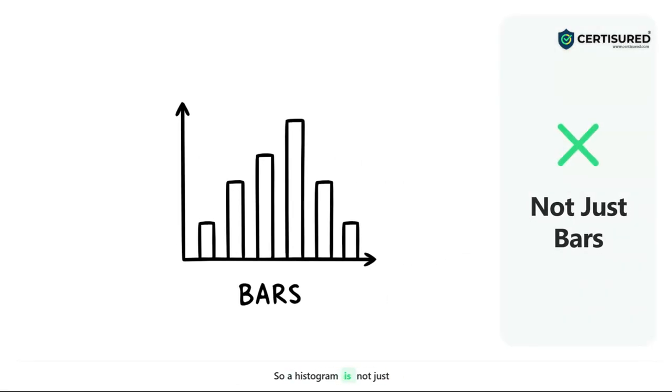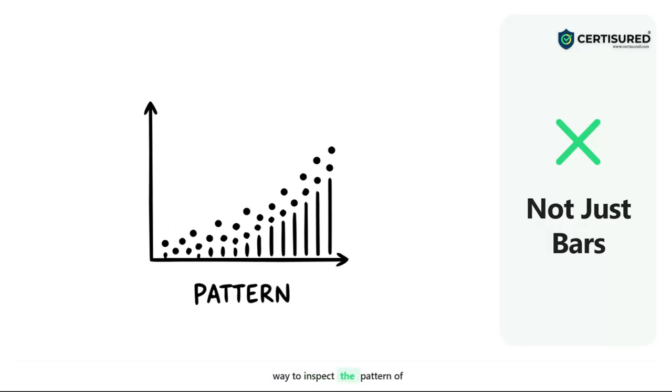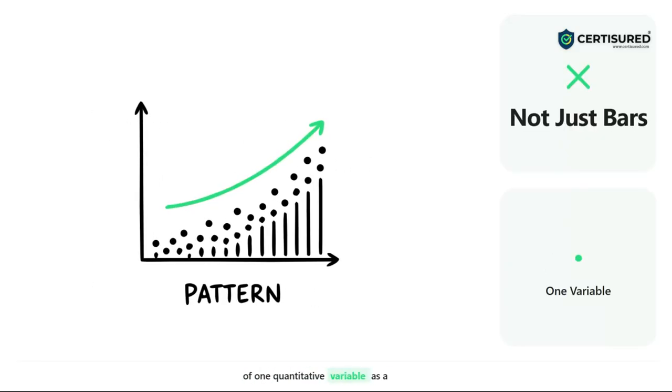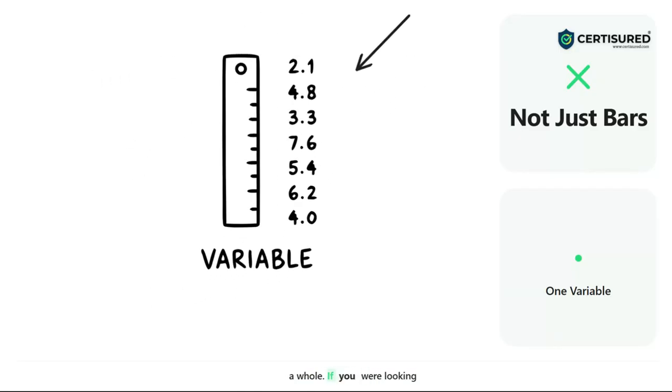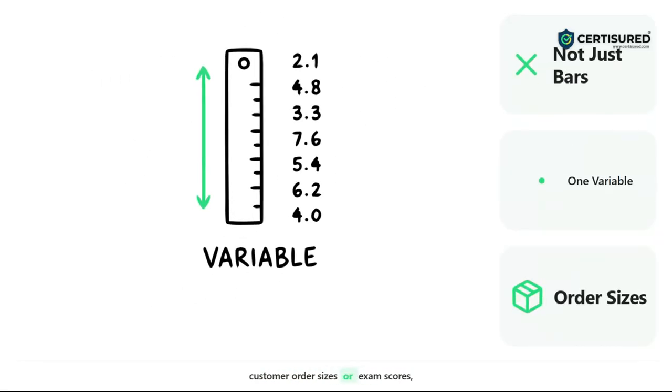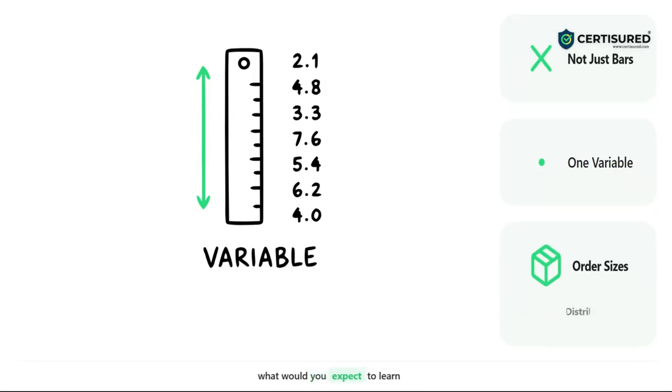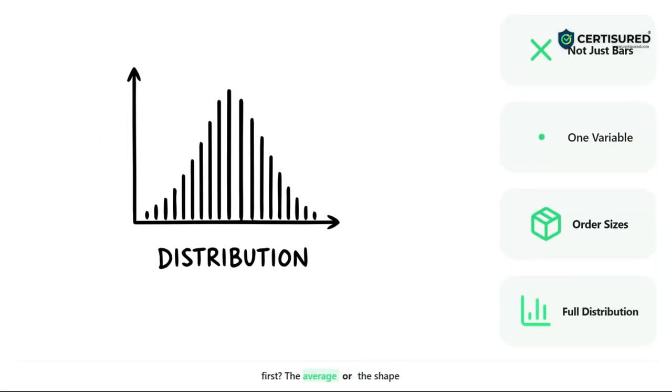So, a histogram is not just a pile of bars. It is a way to inspect the pattern of one quantitative variable as a whole. If you were looking at customer order sizes or exam scores, what would you expect to learn first? The average or the shape of the full distribution?